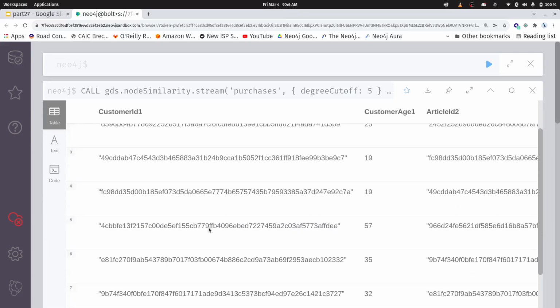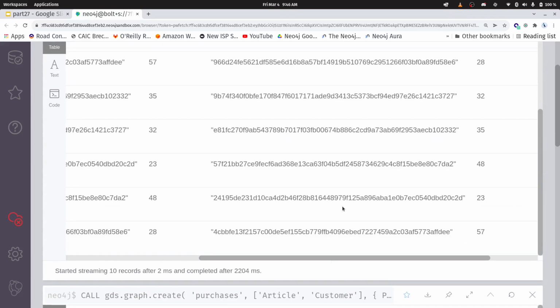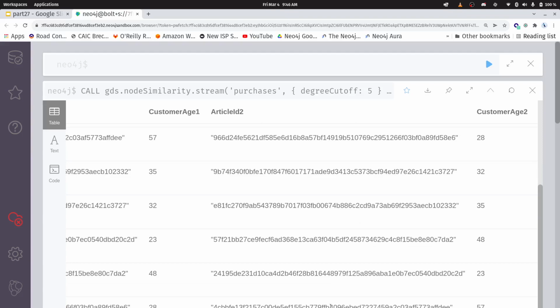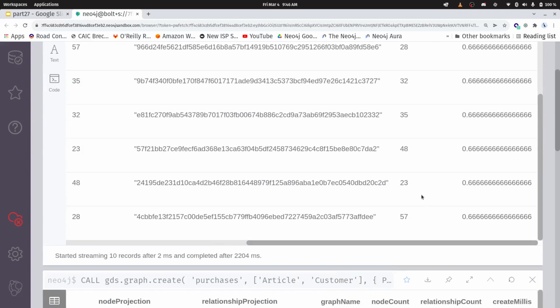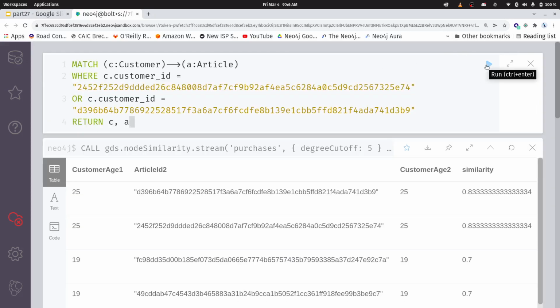And here's what I get. I get customers, I get ages, and that's all well and good. Let's look at the two customers, though, who have the highest similarity score between them. If I scroll up here, I can see that there's a similarity score of 0.83. So I'm going to just grab those customers based on their customer ID. Let me throw that in here.